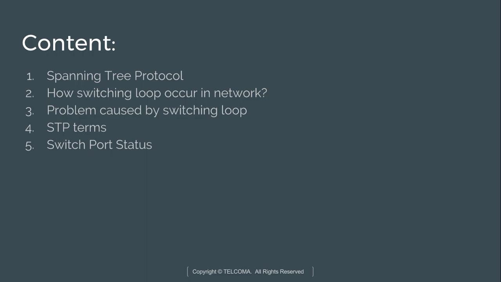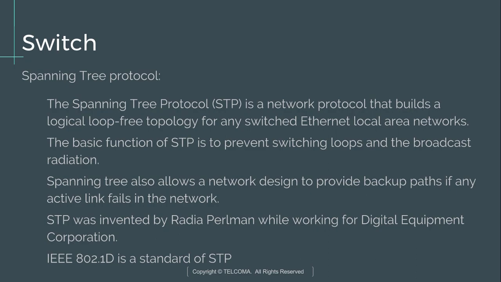So let's first discuss what the spanning tree protocol is. The spanning tree protocol, or STP, is a network protocol that builds a logical loop-free topology for any switched Ethernet local area network. Its basic function is to prevent switching loops and broadcast radiation, or the broadcast storm, in the network. Spanning tree also allows a network design to provide backup links, meaning if any active link fails in the network, it provides a backup link.